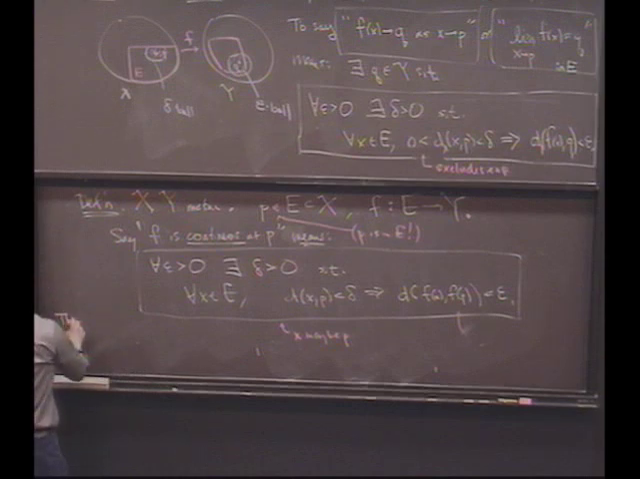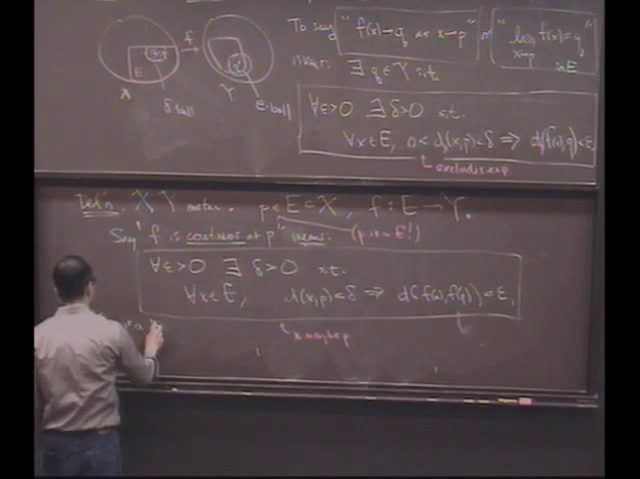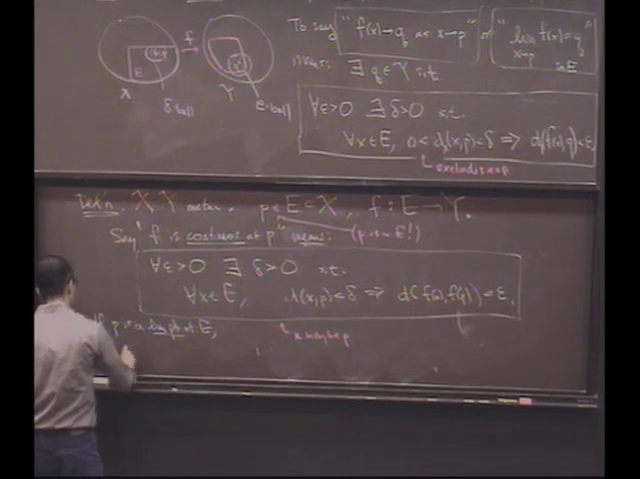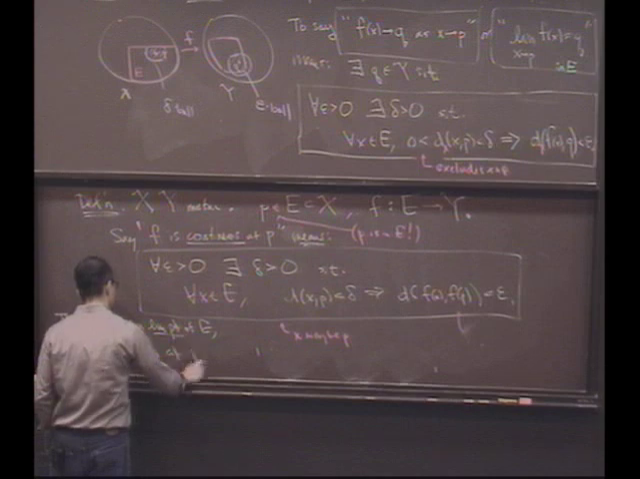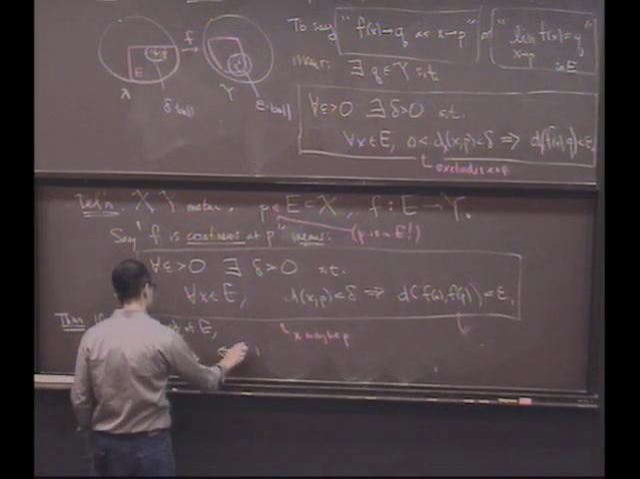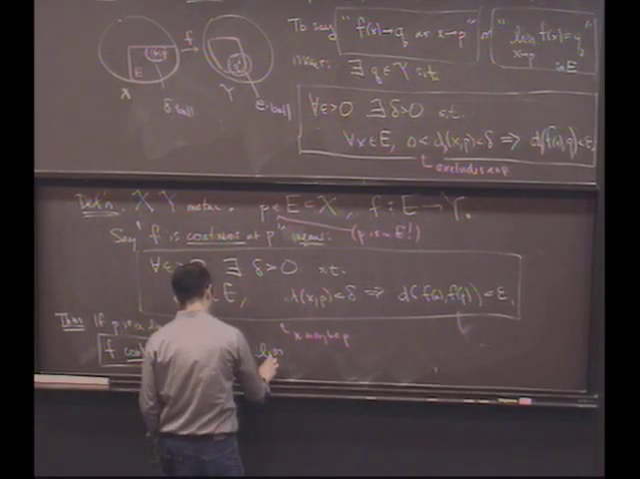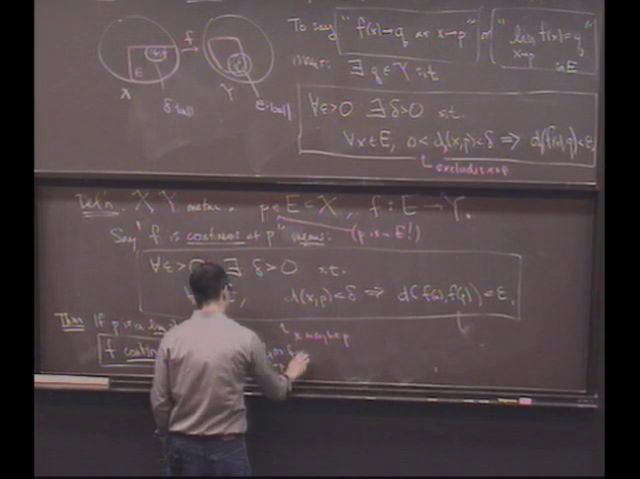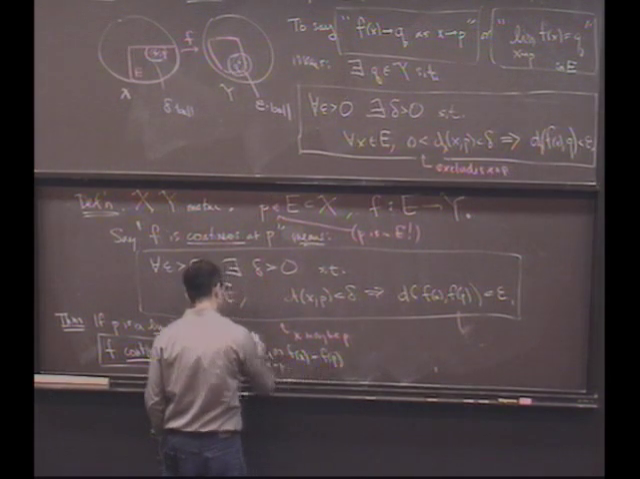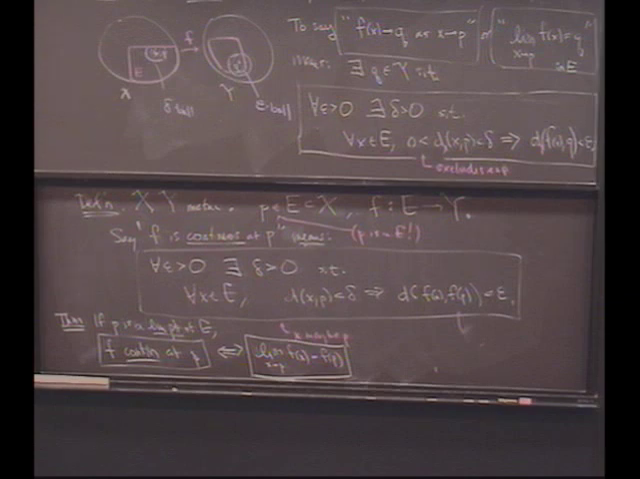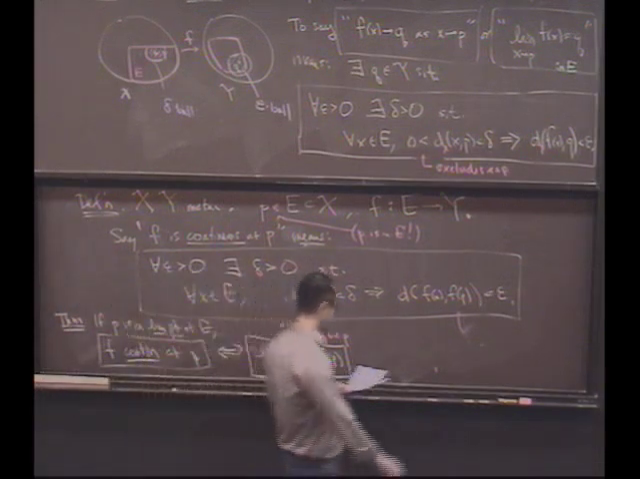So really, here's the theorem, which follows just by definition now. If p is a limit point of E, then f continuous at p is equivalent to the limit as x goes to p of f of x equals f of p. They're exactly the same thing, as long as p is a limit point.